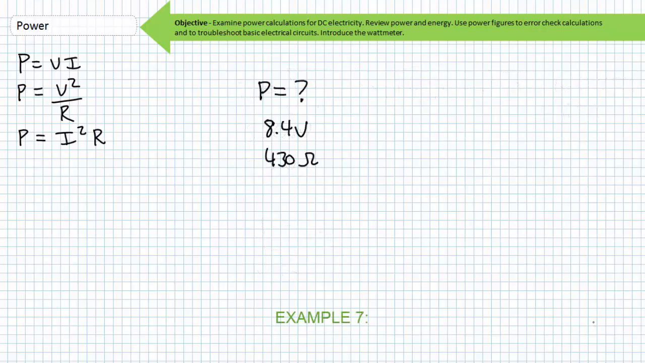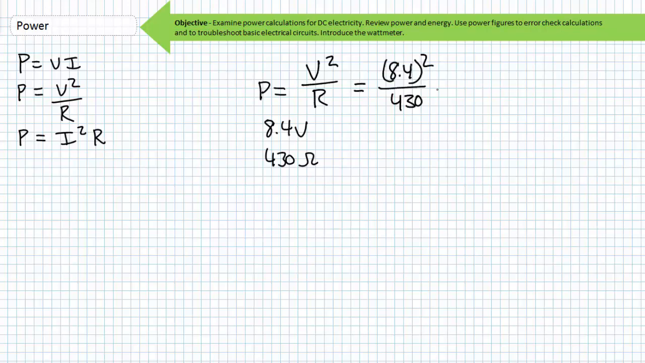Example problem 7. What is the power dissipated by a 430 ohm resistor when a voltmeter indicates there is 8.4 volts across it? Power is equal to voltage squared divided by resistance, where 8.4 volts squared divided by 430 ohms yields approximately 164.1 milliwatts of power dissipated by this resistor.